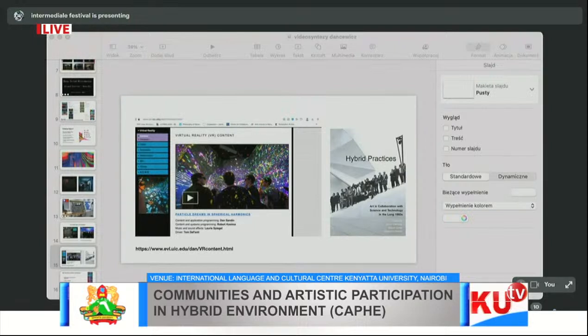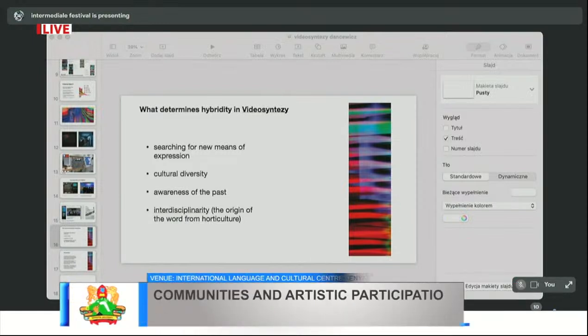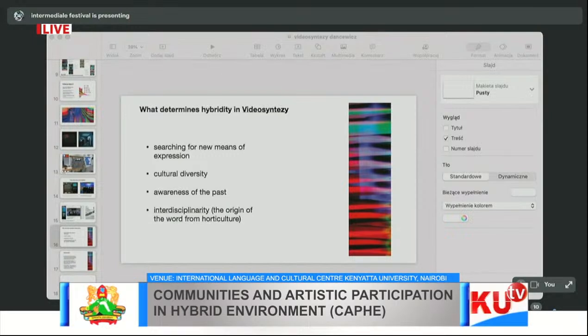So I will switch to summarizing the points and cases presented here. What determines hybridity in audiovisual art is, for me, searching for new means of expression, always; cultural diversity, understood for example like Nam June Paik, who was a bearer of Eastern values to the US; awareness of the past, of course; and interdisciplinarity, with the origin of the word hybridity from horticulture.